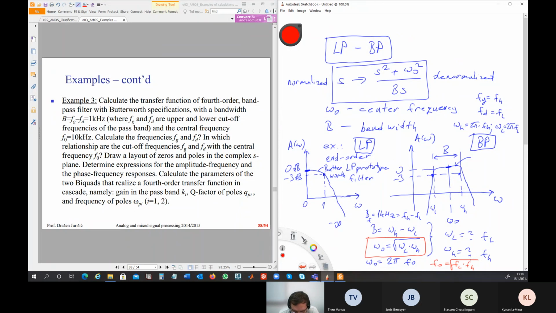Draw layout of zeros and poles in the complex S-plane. Determine expressions for the amplitude frequency and the phase frequency responses. Calculate the parameters of the two biquads that realize a fourth order transfer function in cascade, namely the gain, Q-factor, poles, and frequency of poles.